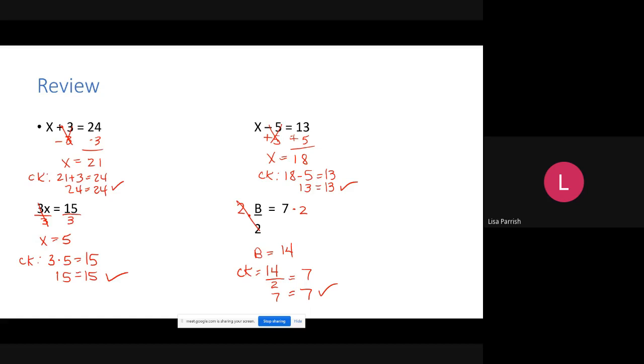So that was just kind of a quick review on equations, which we just finished doing. So that should look very familiar to you. Again, if you need to write any of that down, feel free to pause at any time.